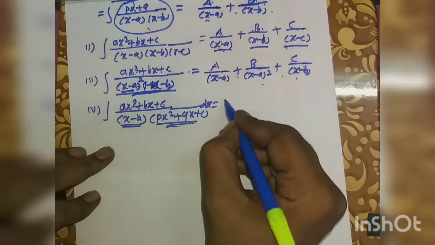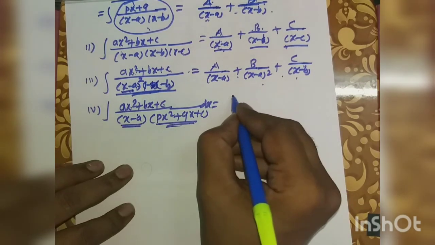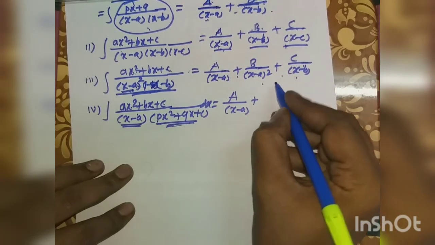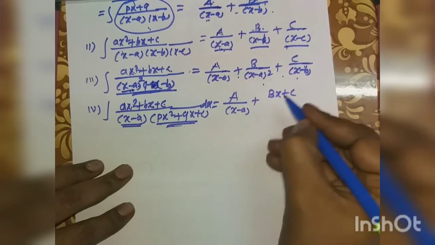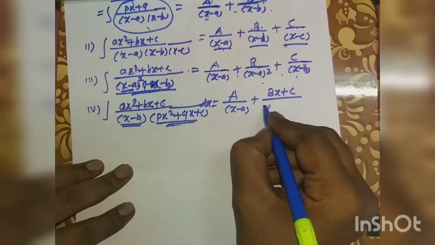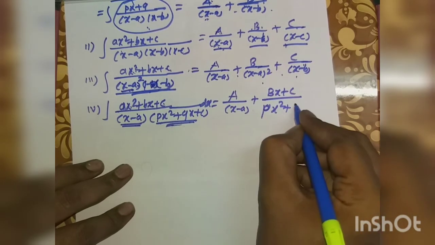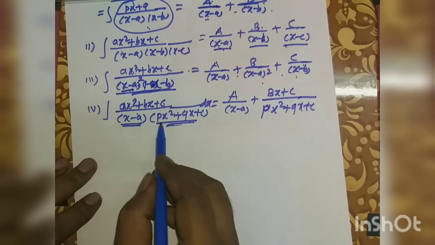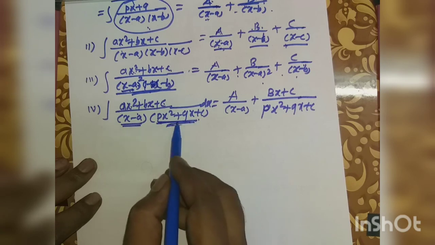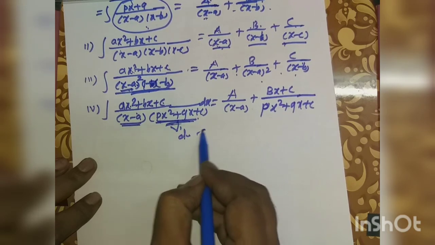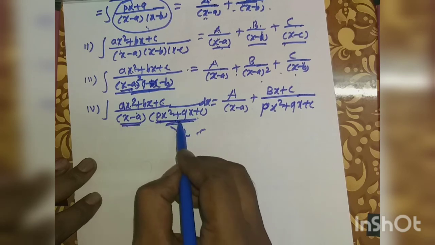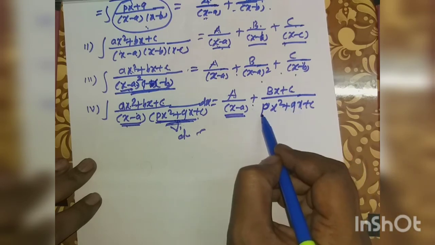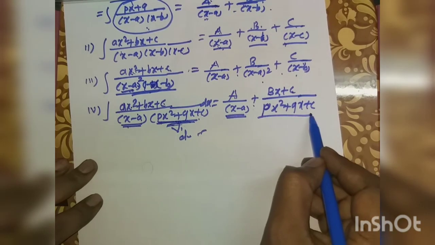In such a type of integral we apply a divided by x minus a, plus bx plus c, a linear equation, divided by this quadratic equation px square plus q plus c. In the last type, the denominator again consists of a quadratic equation that does not factorize: one factor and a quadratic equation, then a divided by this factor plus bx plus c divided by the quadratic equation.